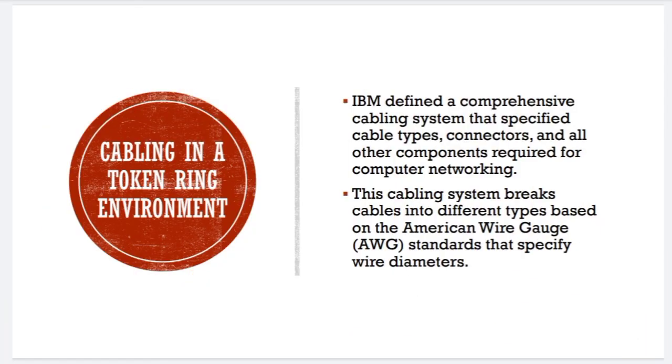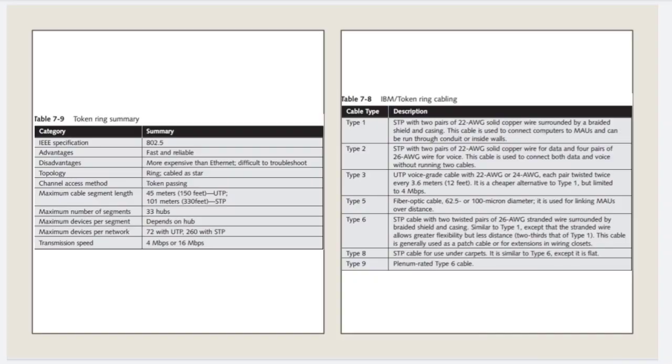IBM defined a comprehensive cabling system that specified cable types, connectors, and all other components required for computer networking. This cabling system breaks cables into different types based on the American Wire Gauge, or AWG, standards that specify wire diameters. On the right side is the table of IBM token ring cabling from type 1 to type 9.